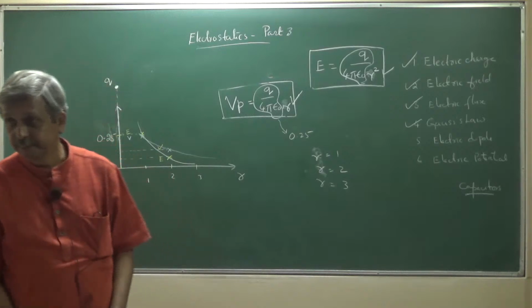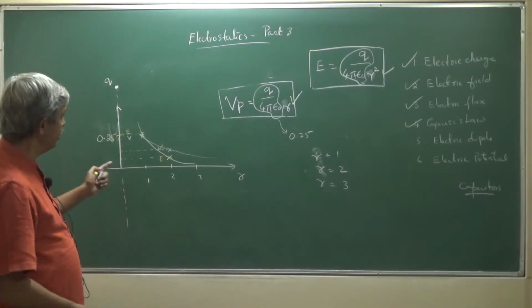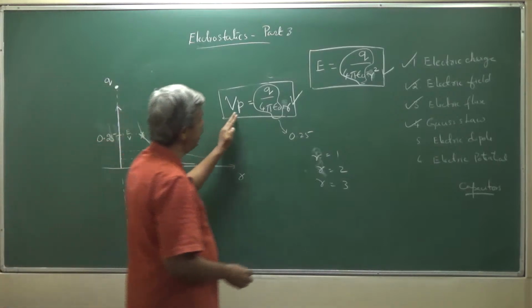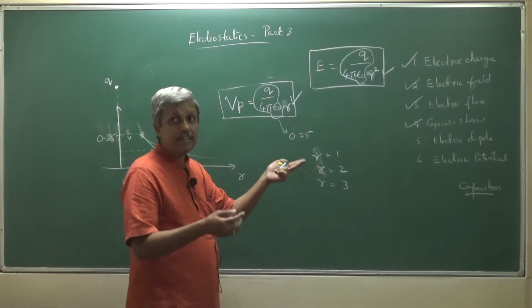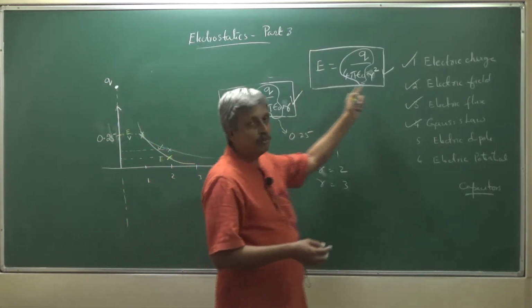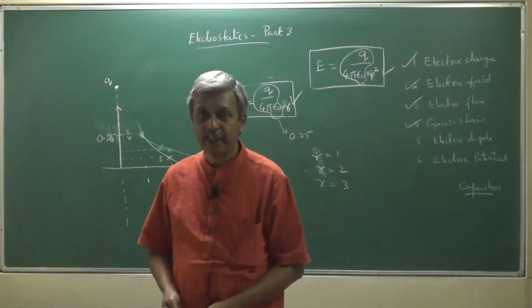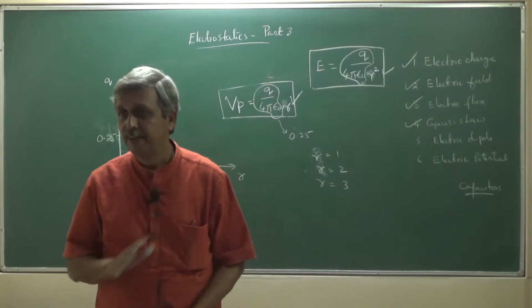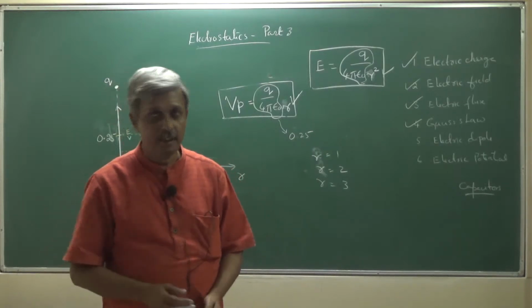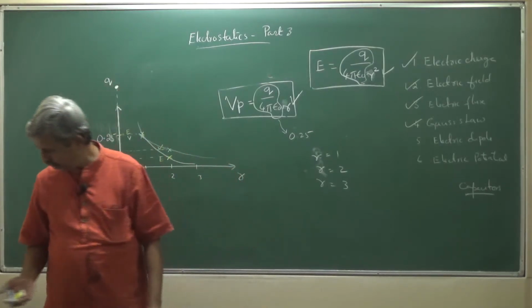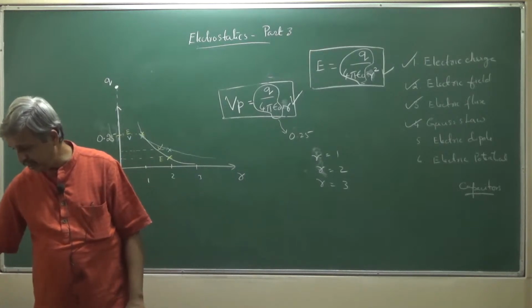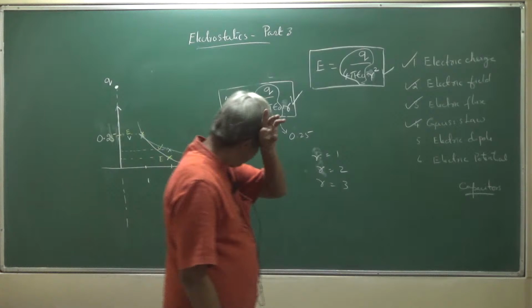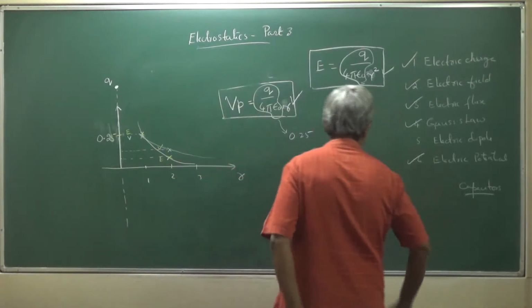Okay. So E and V are similarly inversely proportional, but V is inversely proportional to R. That's the difference. So this is just to give an idea of how E and V change as the distance changes. Now that is giving you a basic understanding of what is the meaning of a potential and what is the meaning of a potential energy.